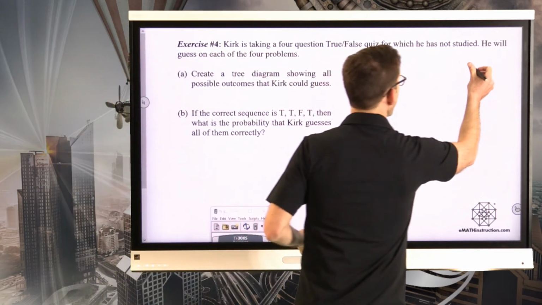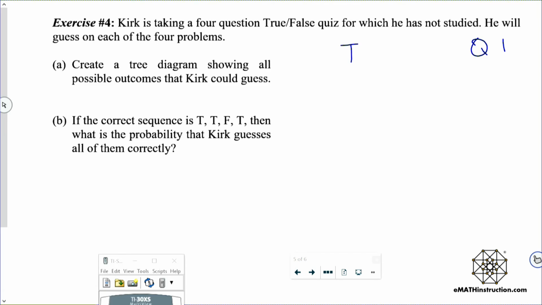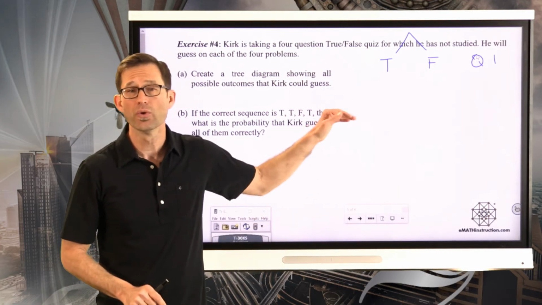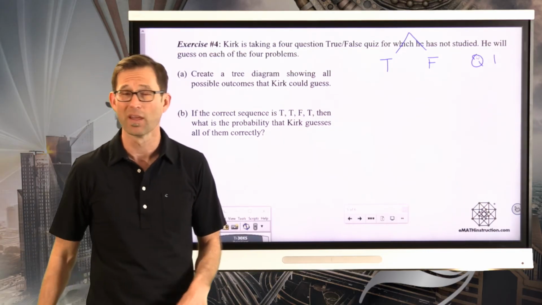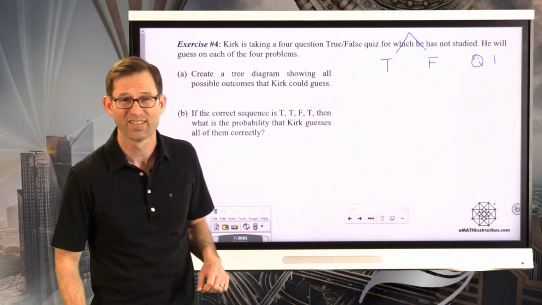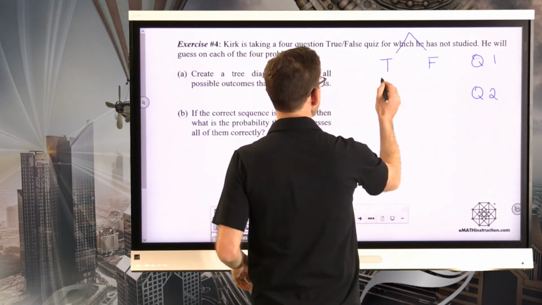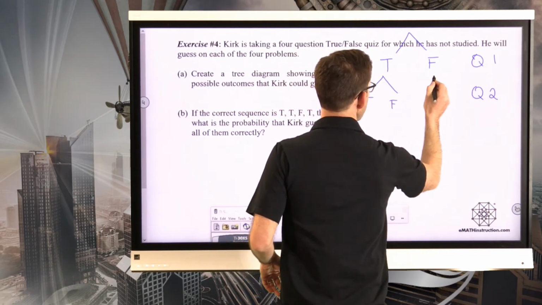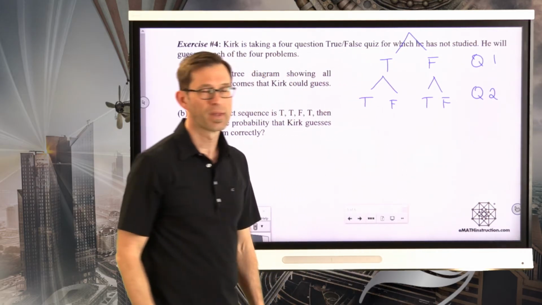So literally, on question 1, Kirk could guess a true or a false. And maybe I'll put this additional branch up here, but you don't absolutely have to, right? I could have guessed a true or a false on question 1. I'm just guessing at random. I'm just like flipping a coin and being like, all right, I'm going for false, right? But then, of course, for question 2, if I guessed a true on question 1, I could still guess a true or a false on question 2. And if I guessed false there, I could do a true-false there.